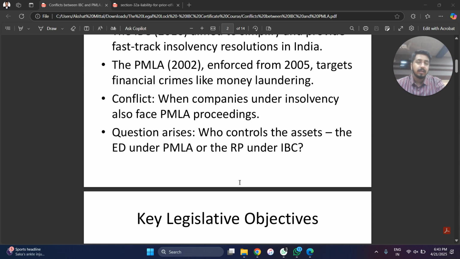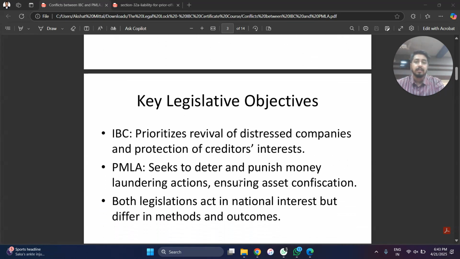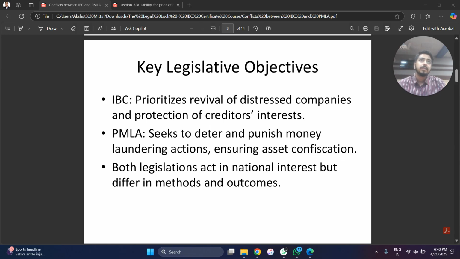So mostly when we are dealing with the PMLA and IBC, the most common question is with regard to the attachment of property. So attachment of property under the PMLA, and taking control of the property by the resolution professional under the IBC. So when that particular situation arises where a company goes insolvent as well as comes under the ambit of the PMLA legislation, the property of the company, who should get that property? Is it the enforcement directorate, or is it the resolution professional who should take hold of the property?